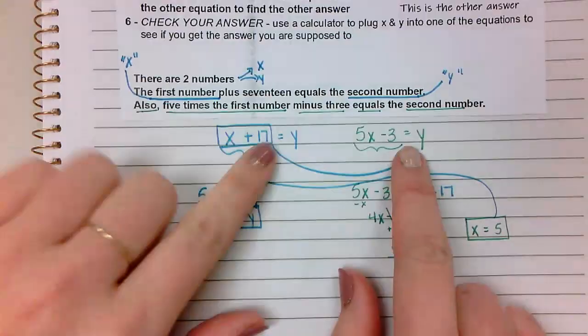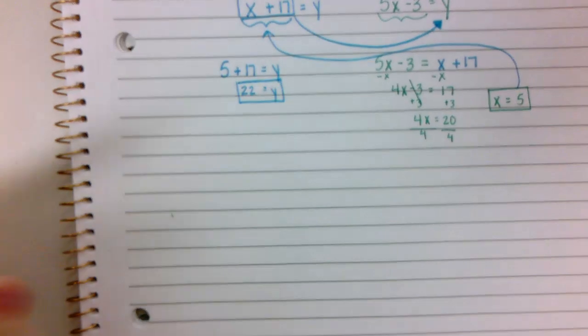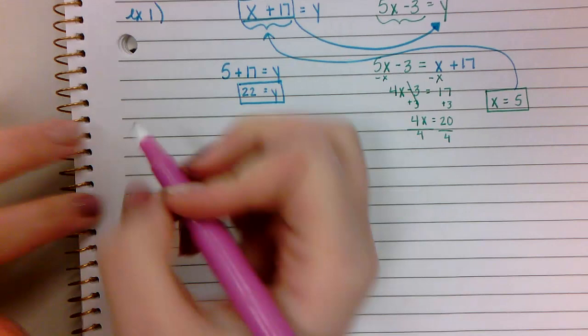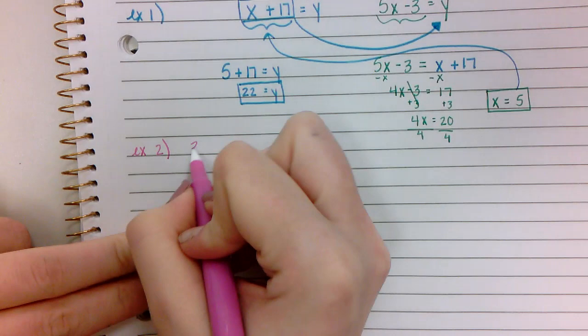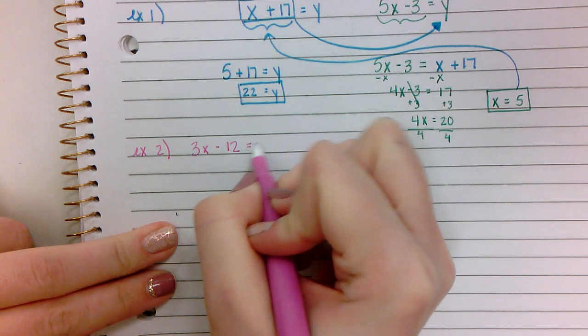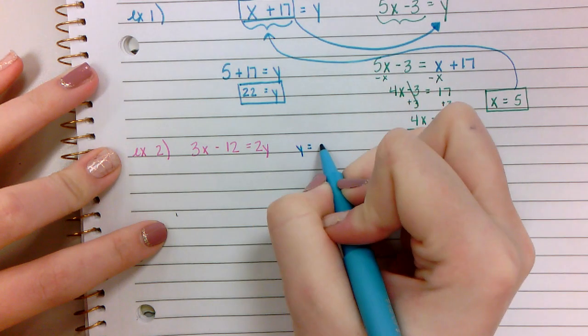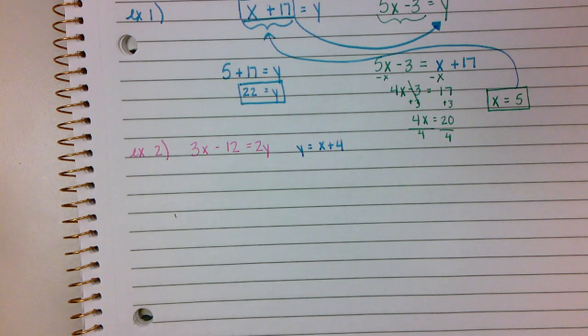Now, this was kind of easy because they were both already set up equal to y, but what if I gave you, we'll do one more, and we'll title this one Example 1. What if I gave you 3x minus 12 equals 2y. Oops, I apologize for that. And then y equals x plus 4. And I want to know what x and y are. I want you to solve this system of equations.